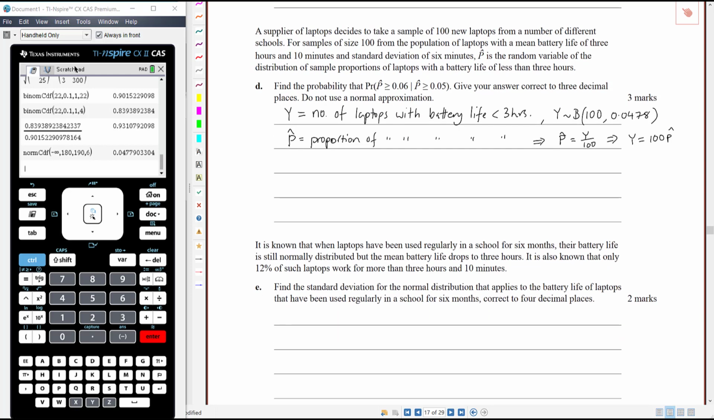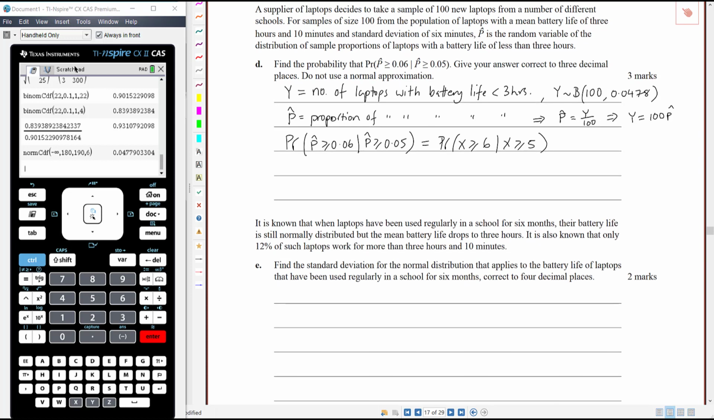Okay, so what that means is, essentially we can make it all about y. So if the question is asking us for the probability that p hat is bigger than or equal to 0.06, given that p hat is bigger than or equal to 0.05, that is the same as the probability that y is bigger than or equal to 100 times 0.06, which is 6, given that y is bigger than or equal to 100 times 0.05, which is 5. So it's a conditional probability.